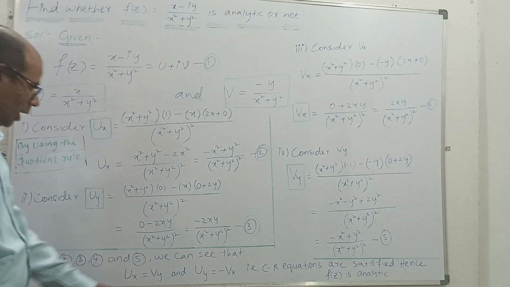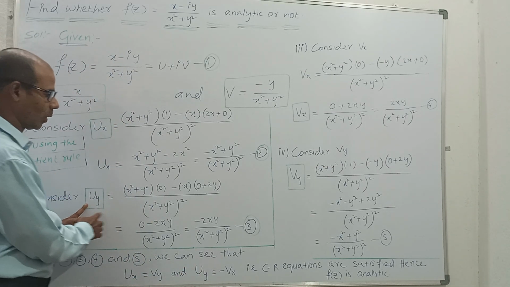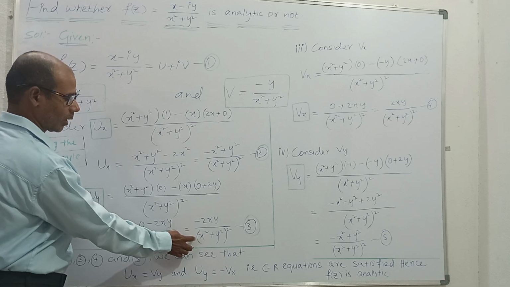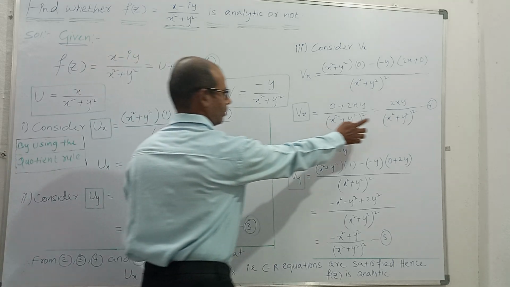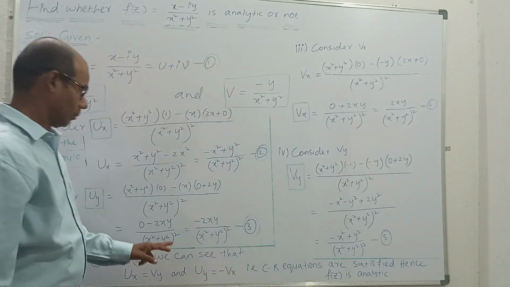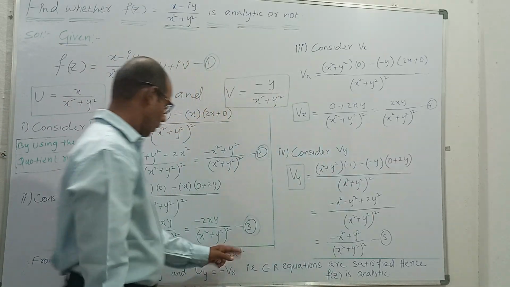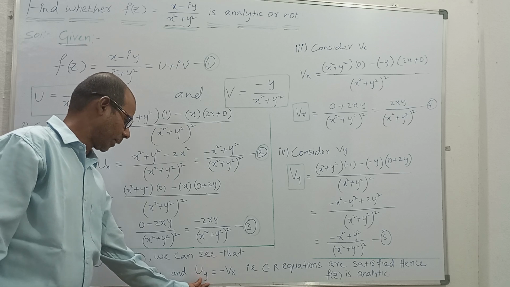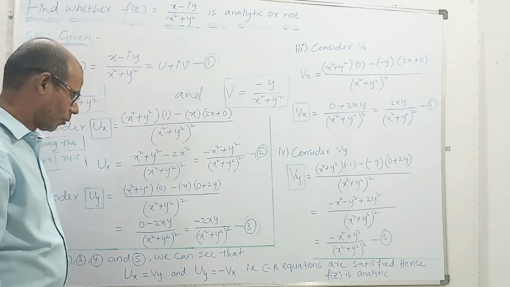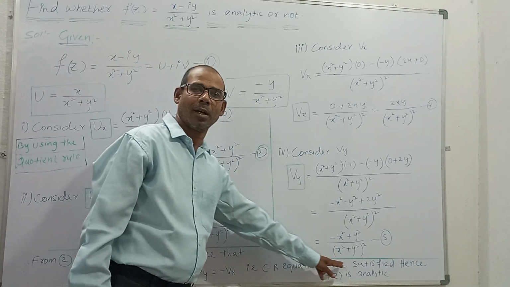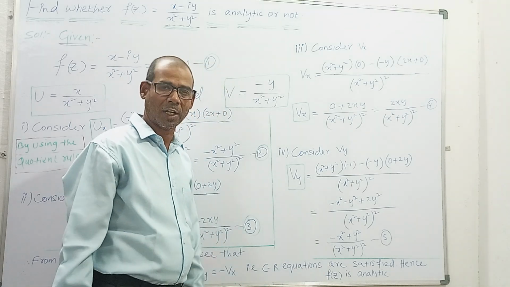And now partial derivative of u with respect to y is minus 2xy upon x square plus y square whole square. So this is equals to minus of partial derivative of v with respect to x. So this one, 3 and 4. So partial derivative of u with respect to y is equals to minus of partial derivative of v with respect to x. So therefore that means that CR equations are satisfied. So therefore we can say that the function f of z is analytic function.